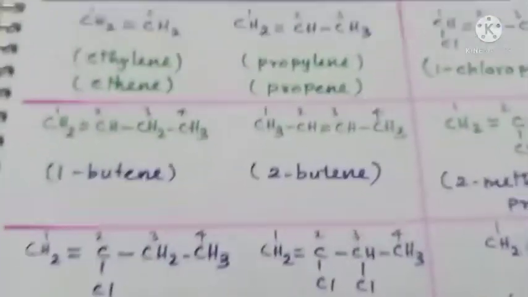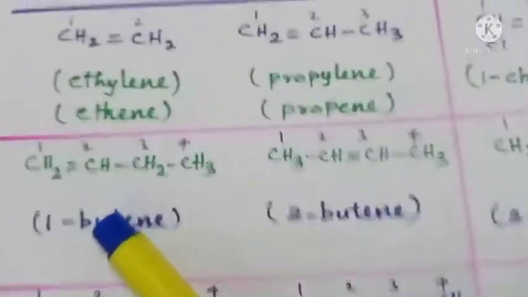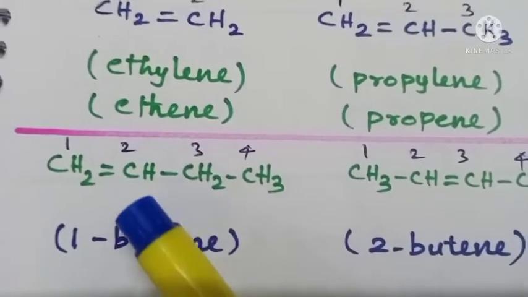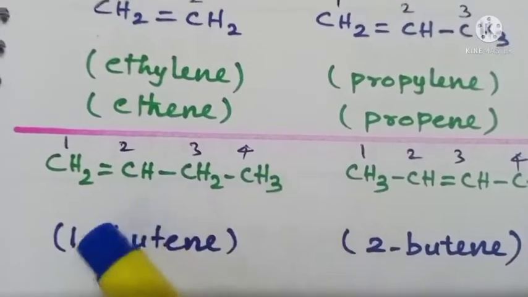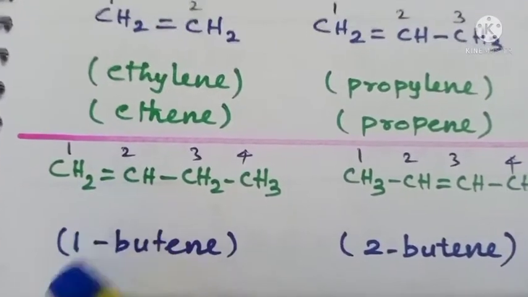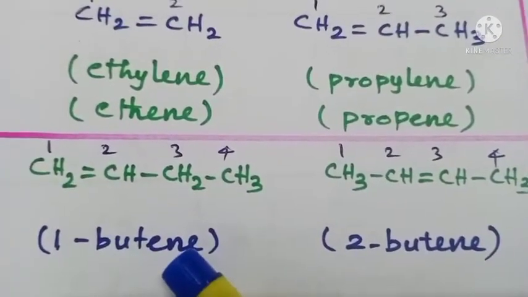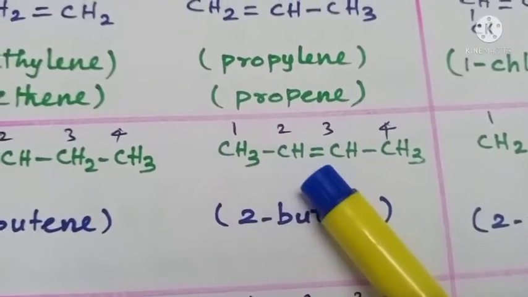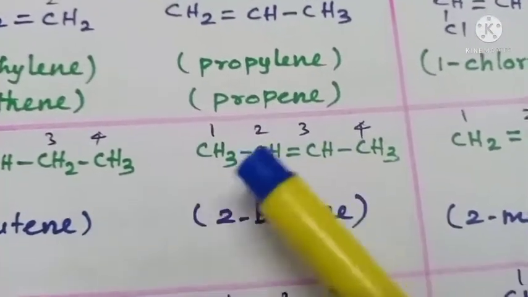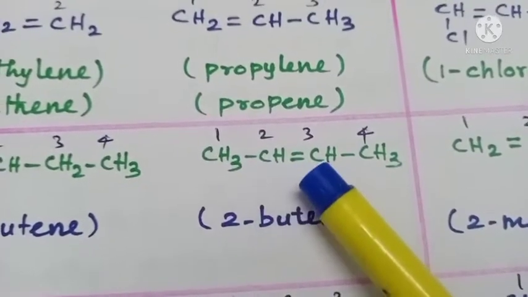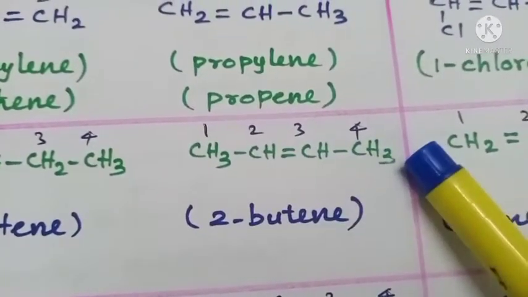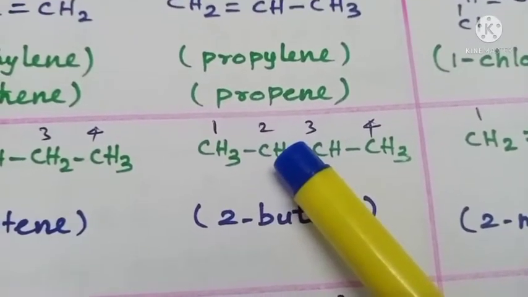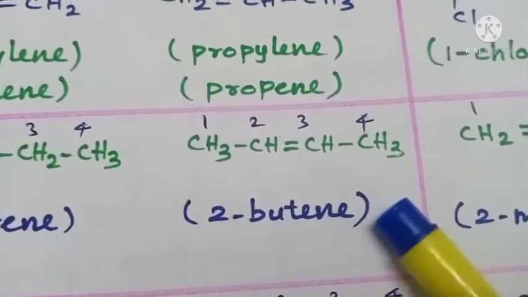Now we go for the next member. A 4 carbon derivative, CH2=CH-CH2-CH3. A 4 carbon derivative is butene, with the double bond located at the first carbon, so 1-butene or but-1-ene. This is also butene, but the location of the double bond is different compared with the previous one. CH3-CH=CH-CH3. The 4 carbon butene has the double bond near the second carbon, so it is called 2-butene.